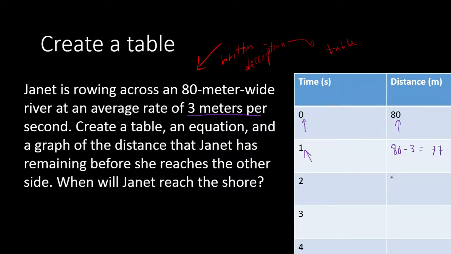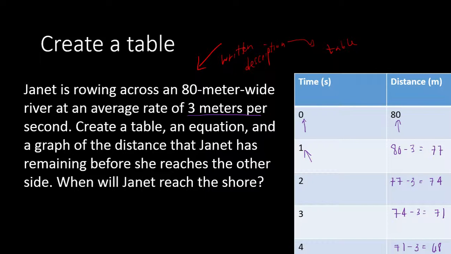A second later, she's 3 meters closer still, 74. At 3 seconds, she's only 71 meters away. At 4 seconds, she's only 68 meters away, and so on, right? So we could keep going. We could say at 5 seconds, she's 65 meters away, and you could keep going until we get to the point where distance equals 0. And we would say, well, when distance equals 0, how much time did that take?